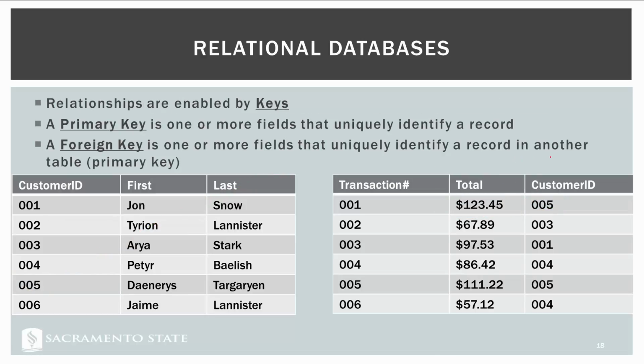In formal terms, we enable these relationships between tables by something called a key. And there's multiple, but for our purposes, we're going to talk about 2 of these types of keys. They're by far the most important. A primary key is one or more fields that uniquely identify a record. Here's an example. At the university, what is the primary key in some table in the registrar's office that uniquely identifies you at the university?